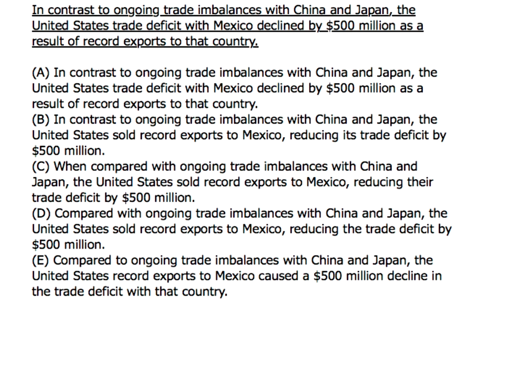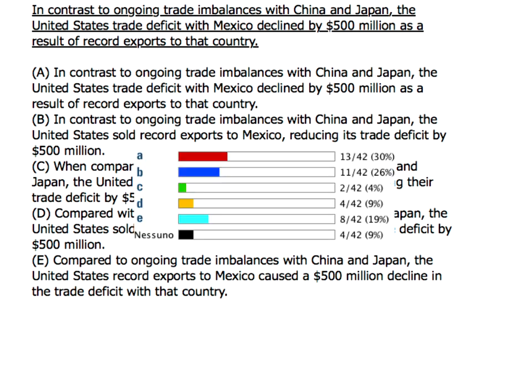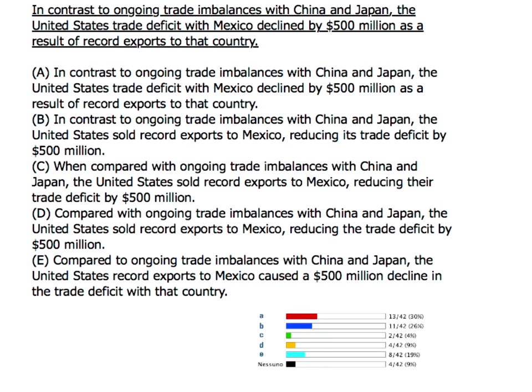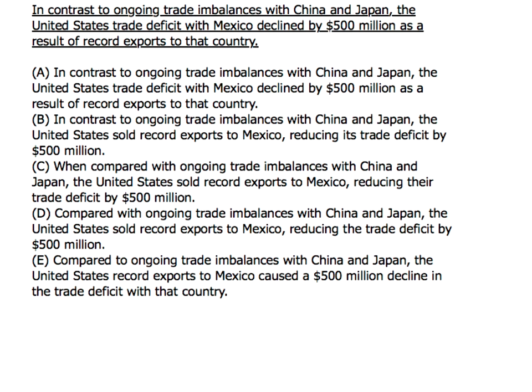Okay, here are your responses. We are all over the place on this one. Lots of A's, lots of B's, a decent number of E's. So let's talk about it. What is the coming home from school part of this one? Well, in contrast to ongoing trade balances, that's a modifier.